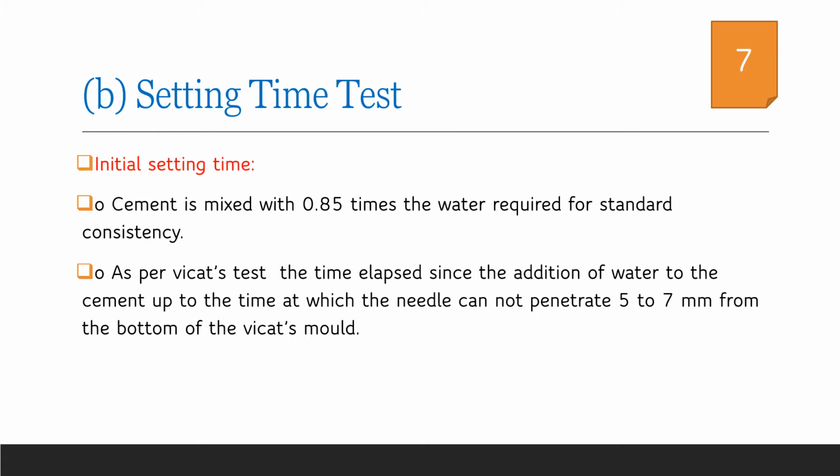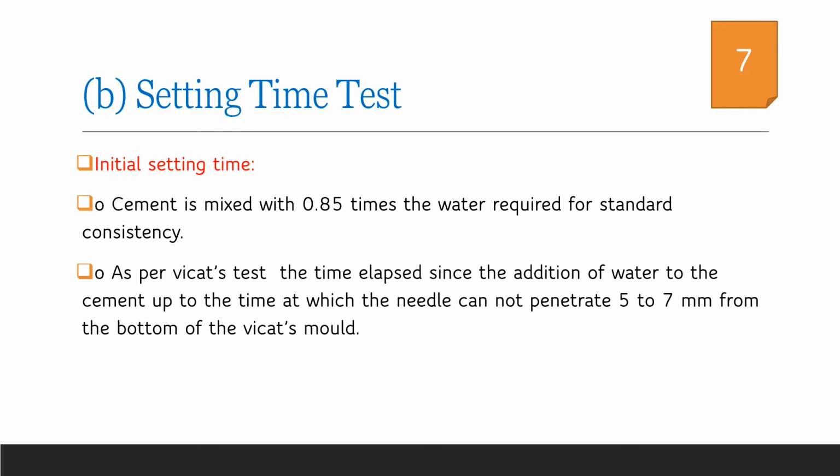Here, cement is mixed with 0.85 times the water required for standard consistency. So first of all, let us discuss what standard consistency is. It is the consistency at which the Vicat plunger having 10 mm diameter and 50 mm length penetrates to a depth of 30 to 35 mm from the top of the mold. We have already seen the Vicat apparatus. There, the plunger used has particular specifications for conducting the standard consistency test. So we get a percentage of water for which the requirement is achieved.